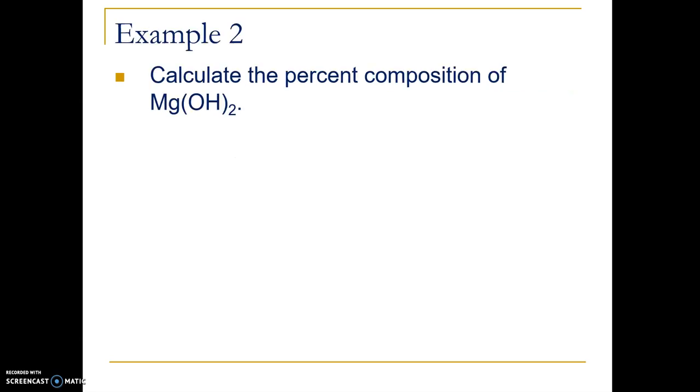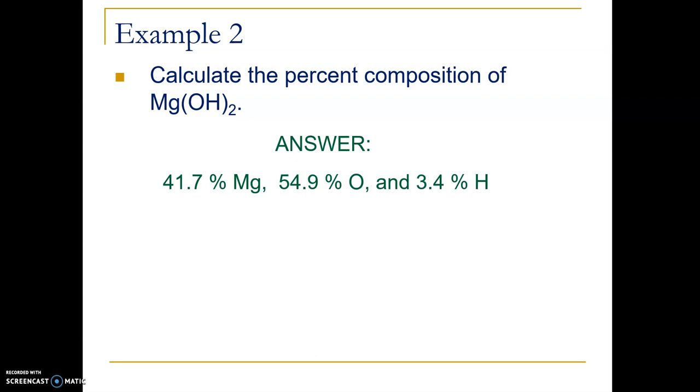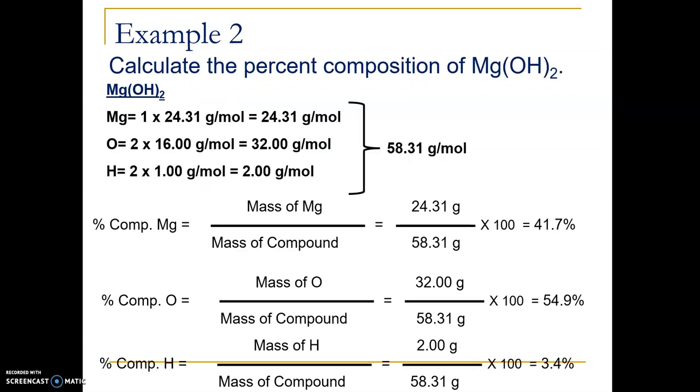Again, pause the video to practice example 2. The answers to example 2, we would get 41.7% magnesium, 54.9% for oxygen, and 3.4% hydrogen. Let's take a look at how we got those answers.